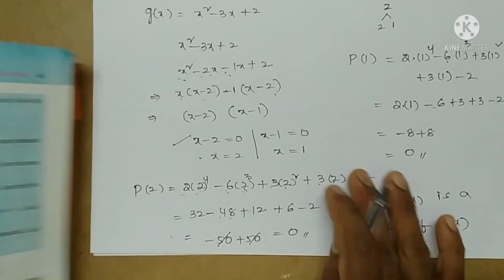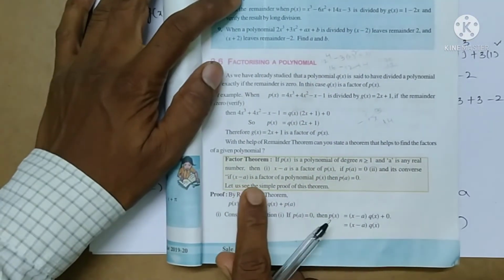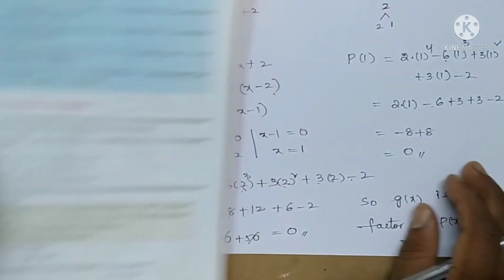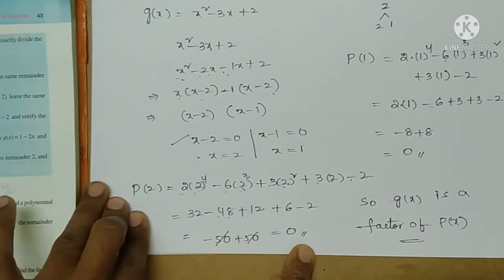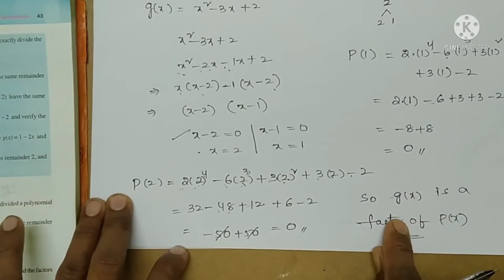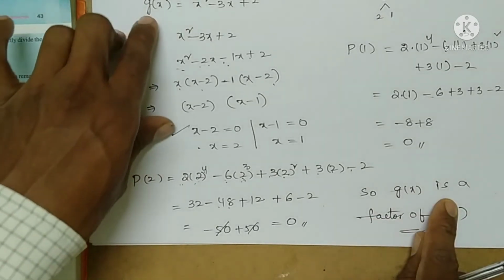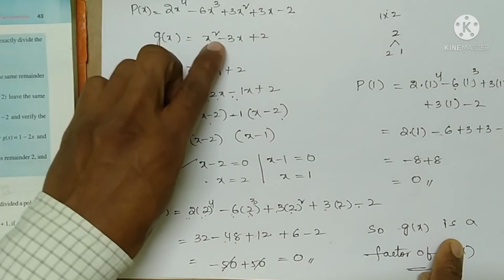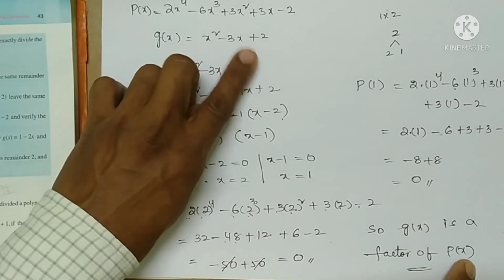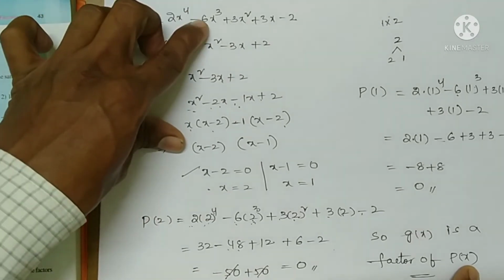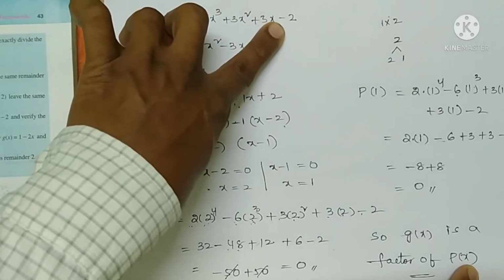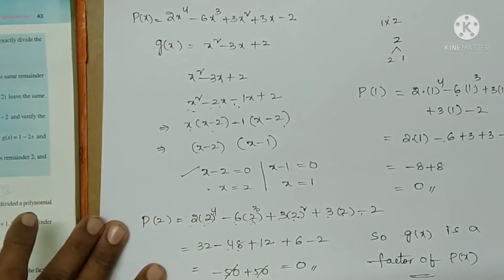So by using the factor theorem, if x minus a is a factor of p of x, then p of a is equal to 0. So here p of 2 is equal to 0, and p of 1 is equal to 0. So finally we can conclude that g of x, which is x square minus 3x plus 2, is a factor of p of x. P of x means 2x power 4 minus 6x cube plus 3x square plus 3x minus 2.